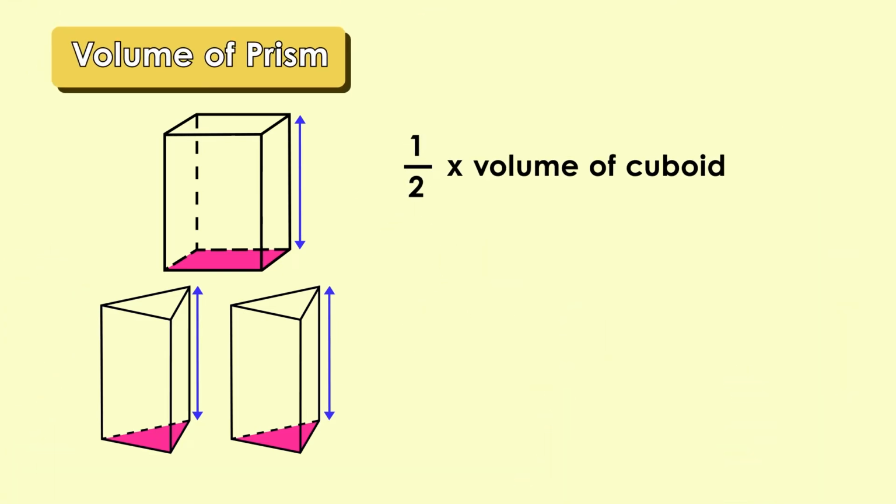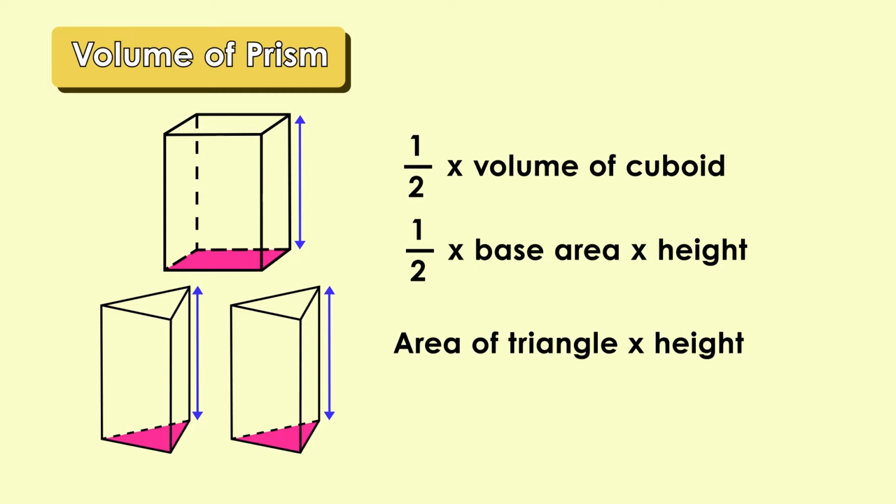Notice that if we divide the cuboid diagonally, we will get two triangular prisms. Hence, the volume of a prism is half the volume of a cuboid. As we have discussed, the volume of a cuboid is the base area multiplied by the height. 1/2 multiplied by the base area is the area of the triangle. Therefore, the volume of the prism is the area of the triangular cross-section multiplied by the height.